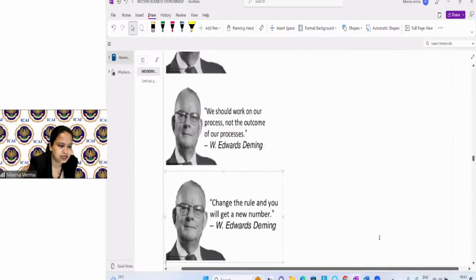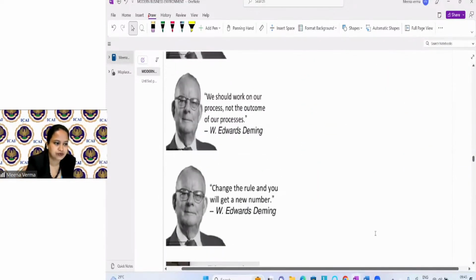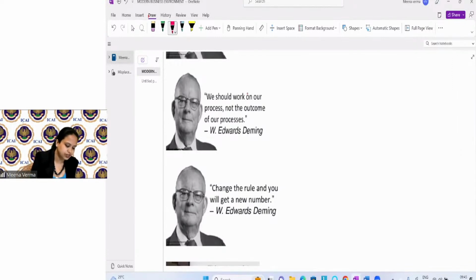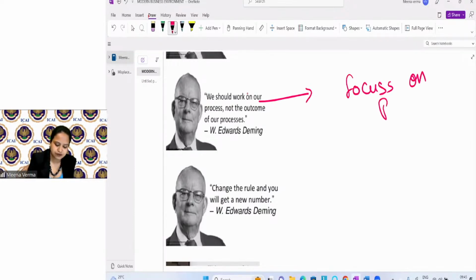Very interesting topic. Now see what is written here. W. Edward Deming is saying, focus on process. Focus on process, not on result.